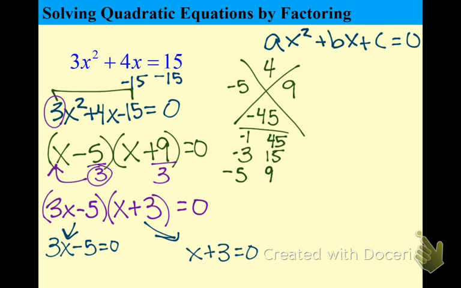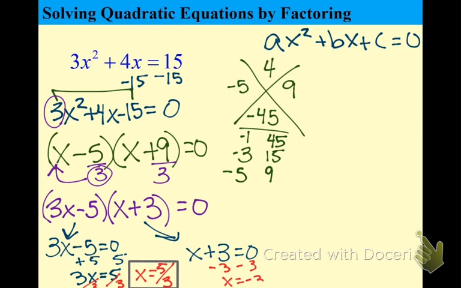On 3x minus 5 equals 0, what do I need to do first to solve for x? Plus 5. So 3x equals 5. Then what do I need to do? Divide by 3. So the first answer is x equals 5/3. You can have fractions. Fractions are numbers. The second, x plus 3 equals 0, subtract 3, and x equals negative 3.